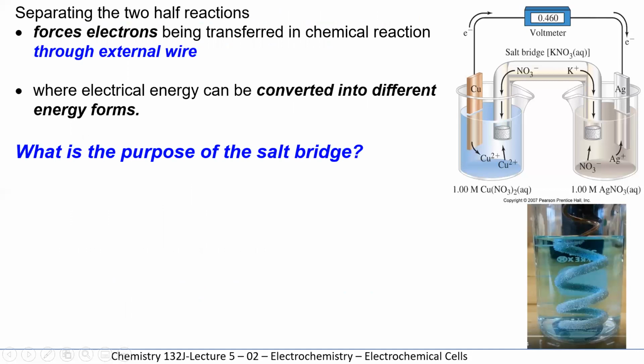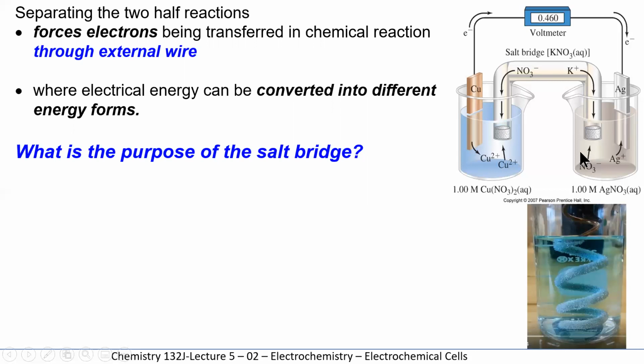So again, the purpose of the salt bridge is to maintain electrical neutrality. As we mentioned earlier, as the copper ions are being created, we need to neutralize that plus charge, or else it will repel further oxidation. To do that, we're going to need negative ions migrating in to neutralize the cupric ions. And on the other side, when we use up the silver ions, we're going to need to replace them with other positive ions. So the positive ions are going to migrate.